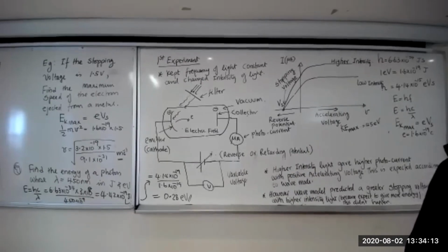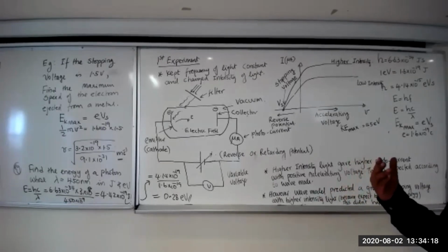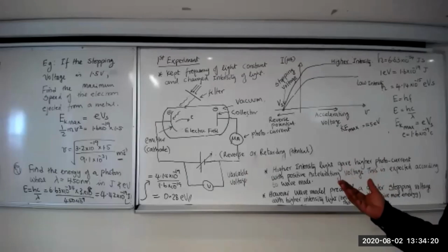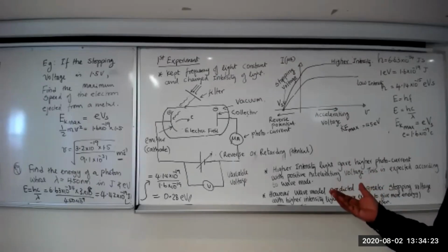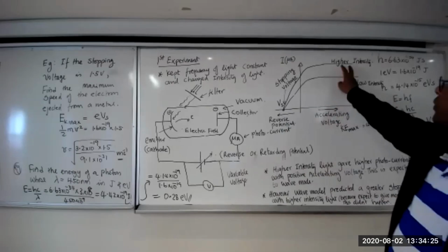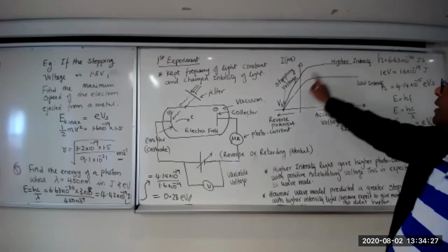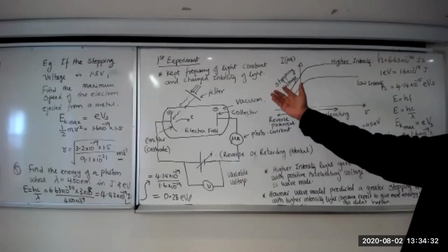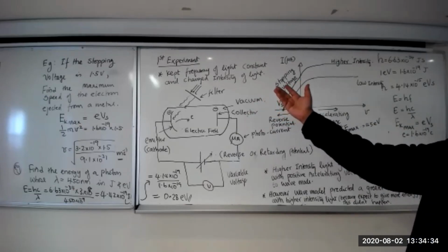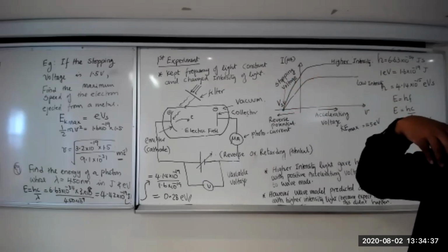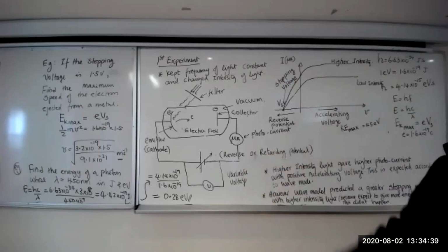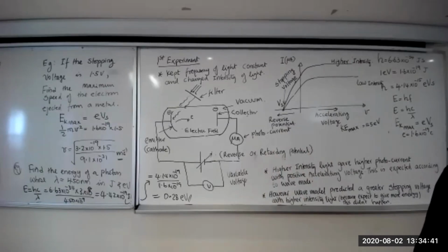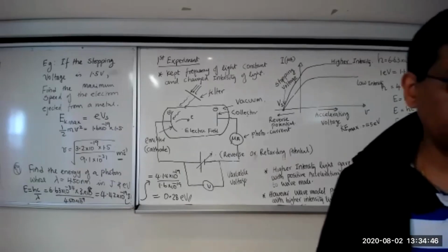The next experiment is you keep the intensity constant and change the frequency. When they changed the frequency, what they observed was the photocurrent stays the same. Here, the stopping voltage changes. Higher frequency gave higher stopping voltage, clearly indicating the energy received by the electron has something to do with the frequency of light rather than the intensity. Any questions, guys?